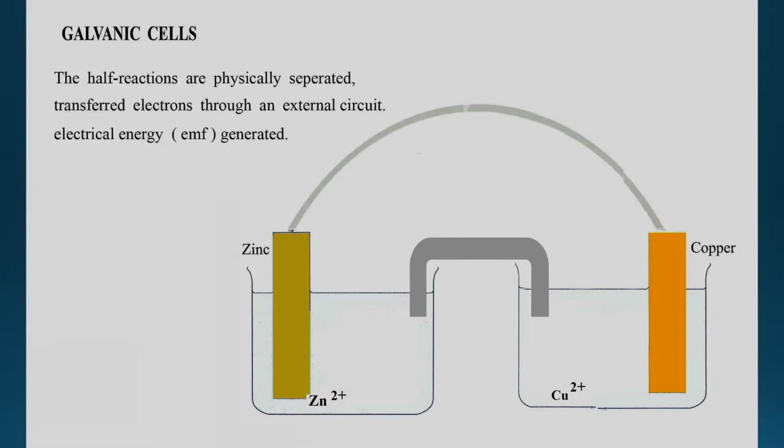Now, if I connect these two separate tubs through a wire, electrons will start to flow. And this electron flow will generate electricity, called the EMF, electric energy. So electrons are flowing. Now let's look at the top.